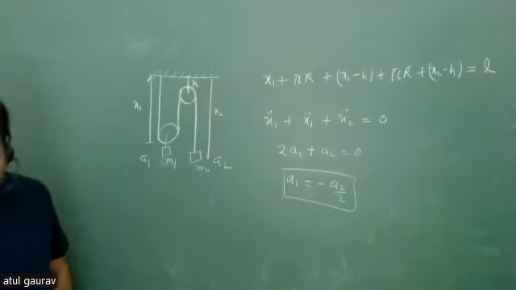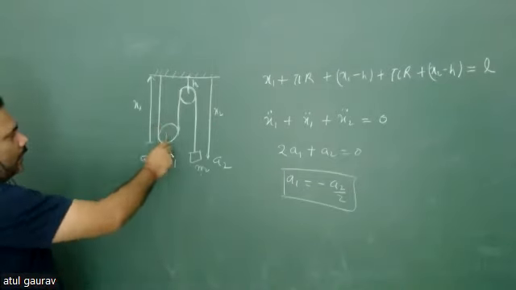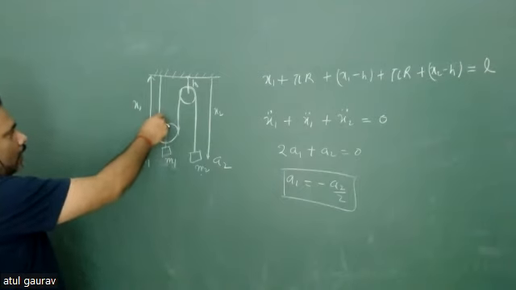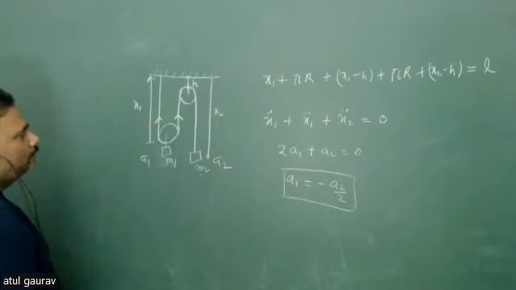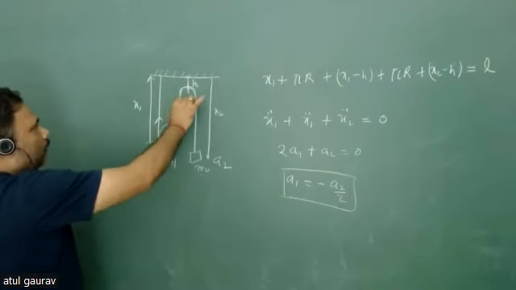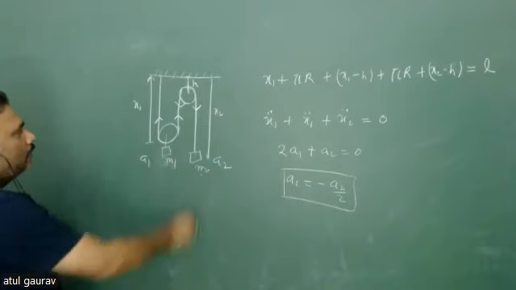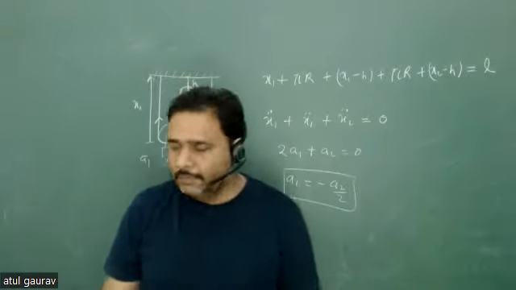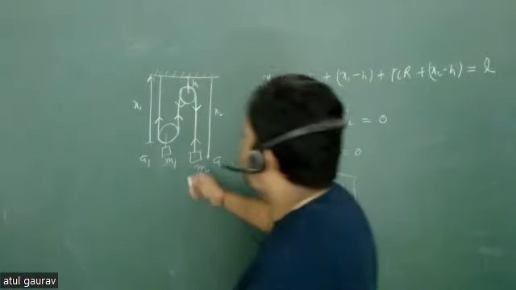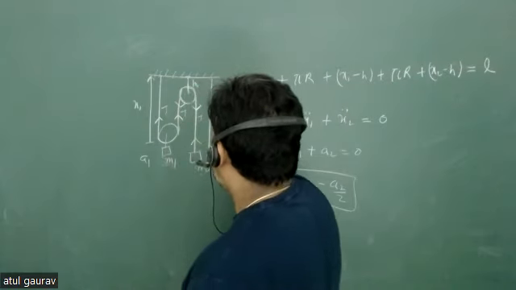Okay. Now, what will be the direction of tension in this case? बताइए क्या होगा tension? Upward or downward? Upward. Very good. For this pulley, what will be the direction of tension? Downward. Very good. For this mass, what will be the direction of tension? Upward. Will the tension be the same or different? Same. Everywhere in the same string, the tension will be the same.